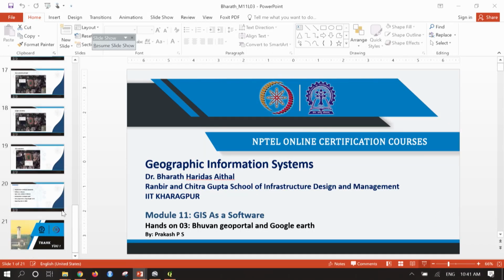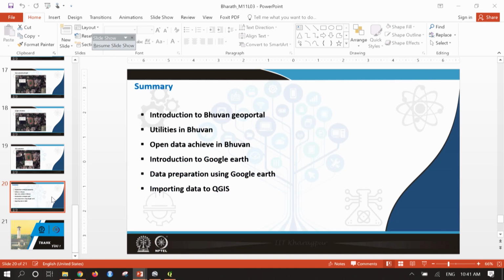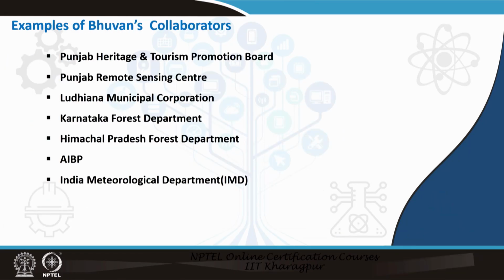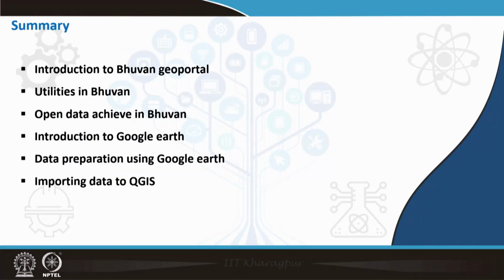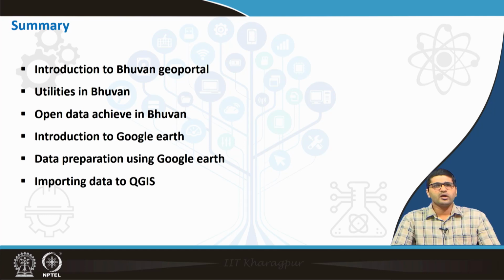So till now we have seen the introduction to Bhuvan GeoPortal, the properties of the GeoPortal and different utilities provided by it. Not only that, we have seen the open data archive in the GeoPortal, which provides different kinds of data sets to download. Finally, we have seen the introduction to Google Earth, how to prepare data sets in Google Earth, importing the prepared data sets from Google Earth into QGIS, and measuring different land features using Google Earth and Bhuvan. These things we have seen in this particular session, and thank you.